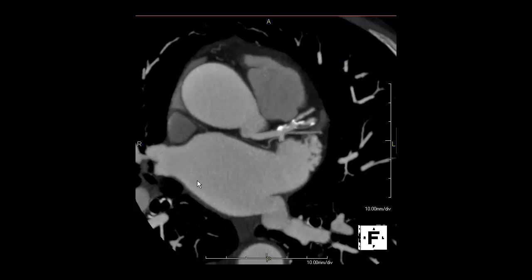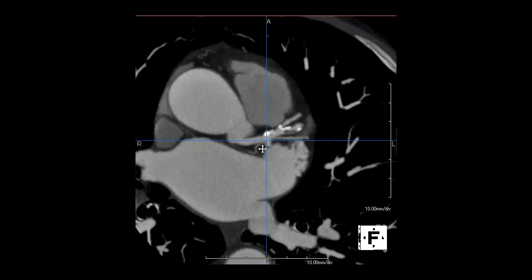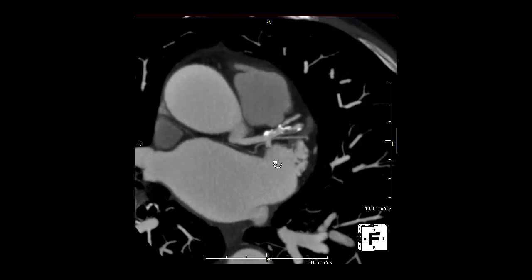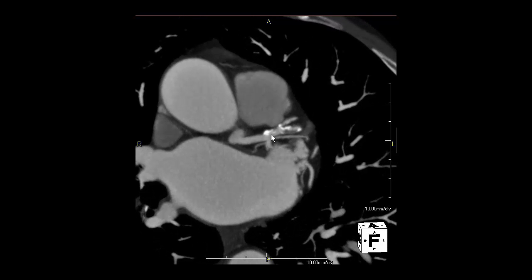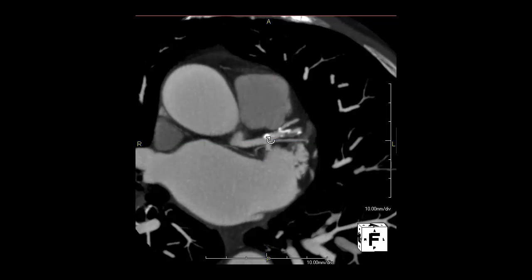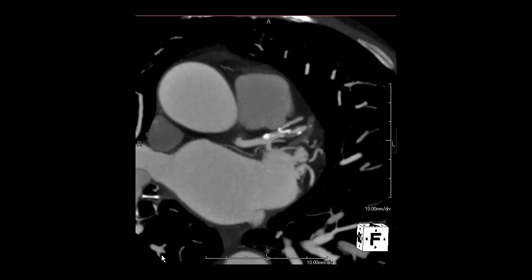Let's now commence looking at the coronary arteries. You can see that the left main artery appears to be normal at its origin and throughout most of its course. At the distal end of the left main, or near the ostium leading into the left anterior descending, there is some moderate eccentric non-obstructive plaque in this region.